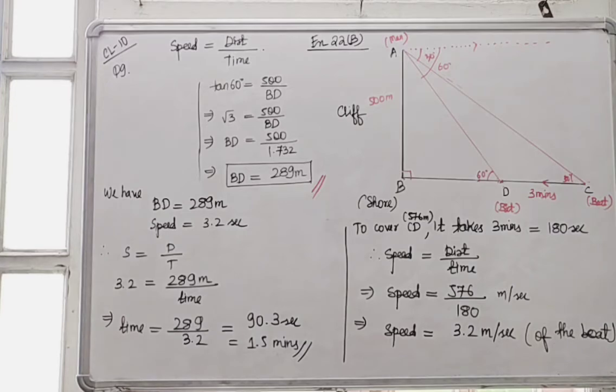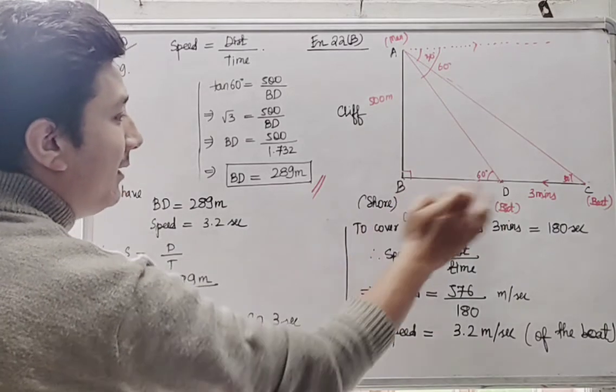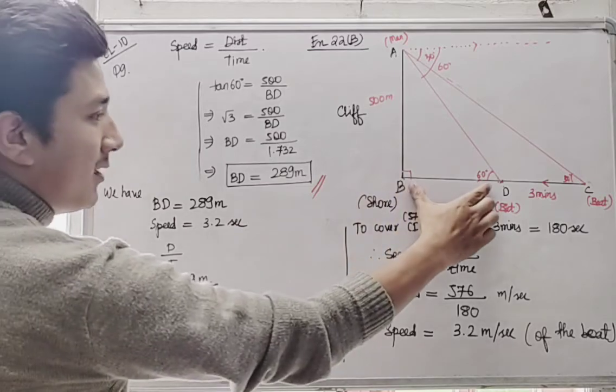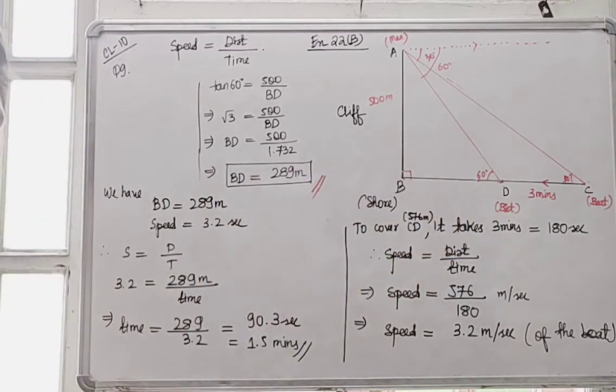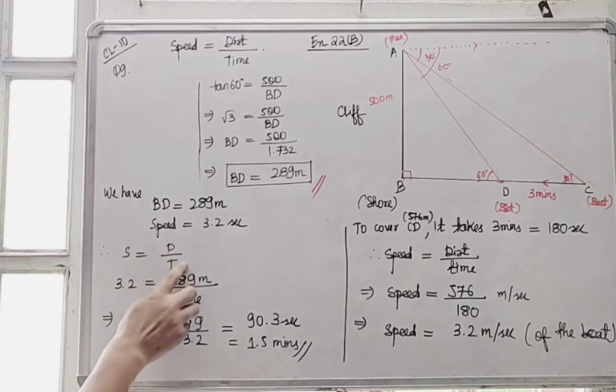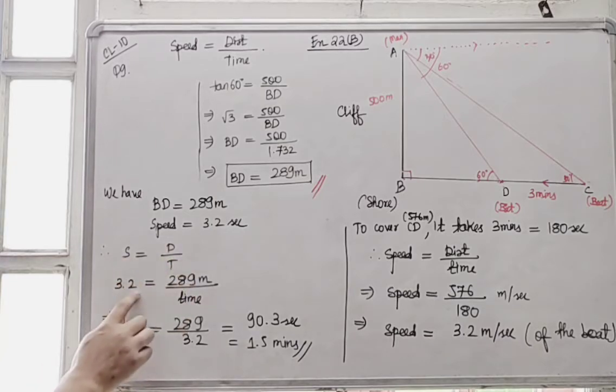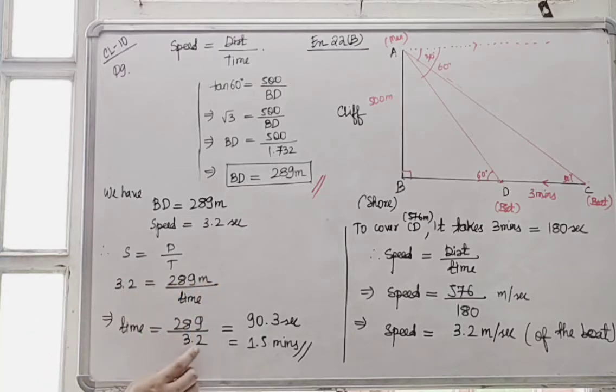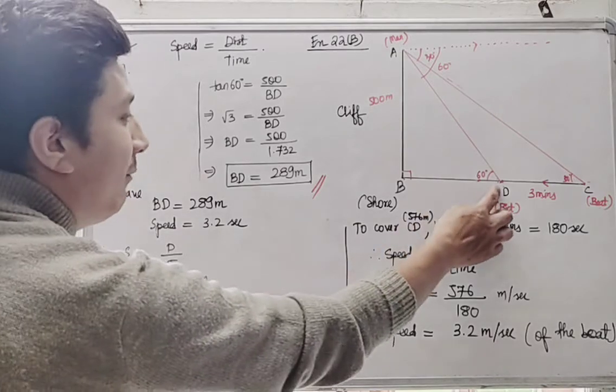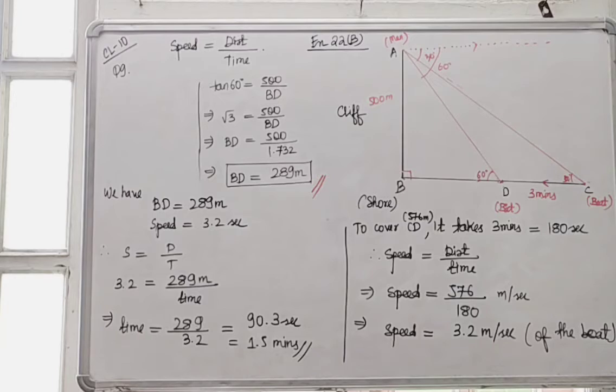Now what we know is the distance between B and D is 289. This is the distance. Speed is 3.2. So we know speed equals distance by time. Speed equals 3.2, distance equals 289 by time. So you cross multiply, you'll get time equals 289 by 3.2, which will give you 90.3 seconds. And 90.3 seconds means 1.5 minutes. So it will take 1.5 minutes more to reach the shore.